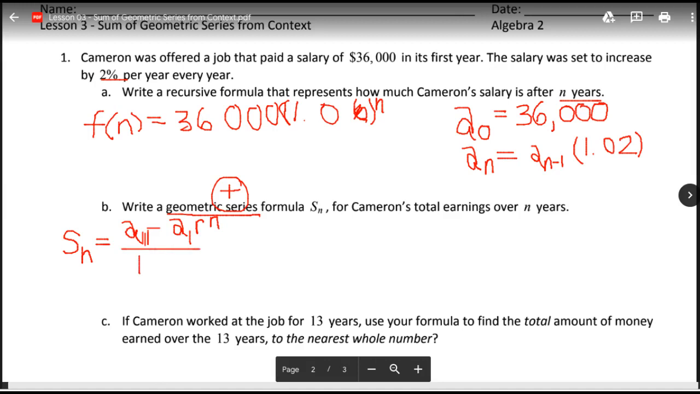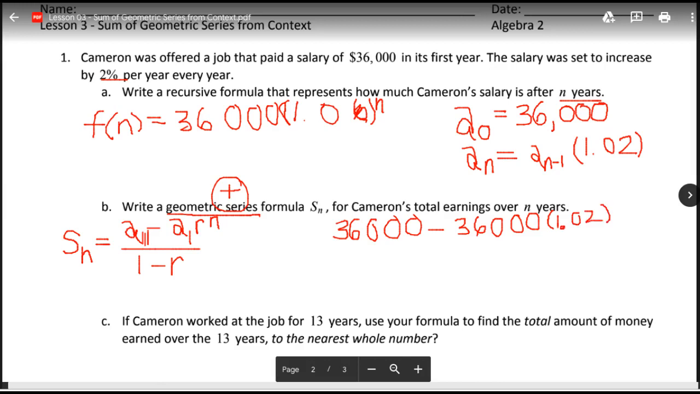So it was A1 minus A1 times R to the n over 1 minus R. Now you just have to be really careful here. R is talking about the common ratio. So our first term, or the beginning part of our sequence, was that first salary that we got. So that was 36,000 in the first year. Minus 36,000, because that's still what we start with. The common ratio is 1.02.